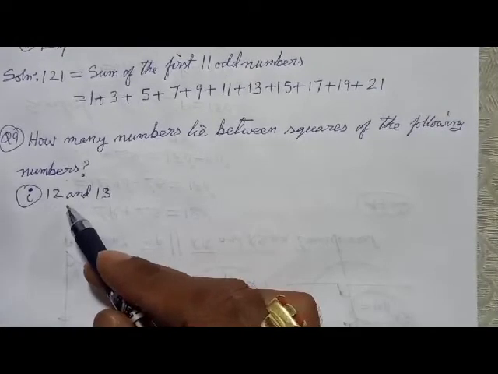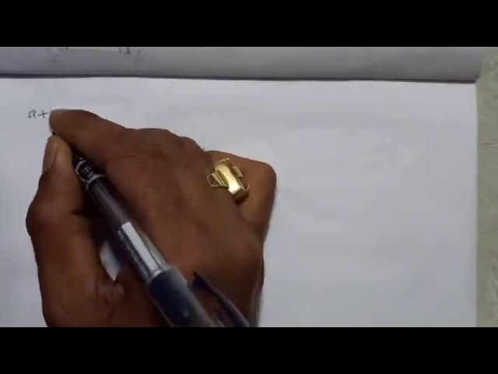So to solve this, let us remind one formula. A plus B whole square.